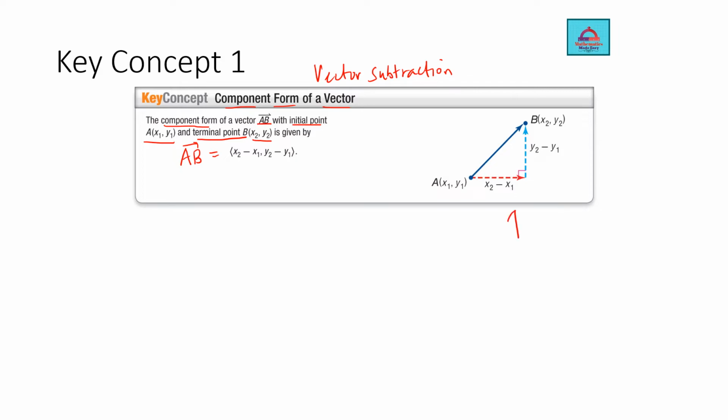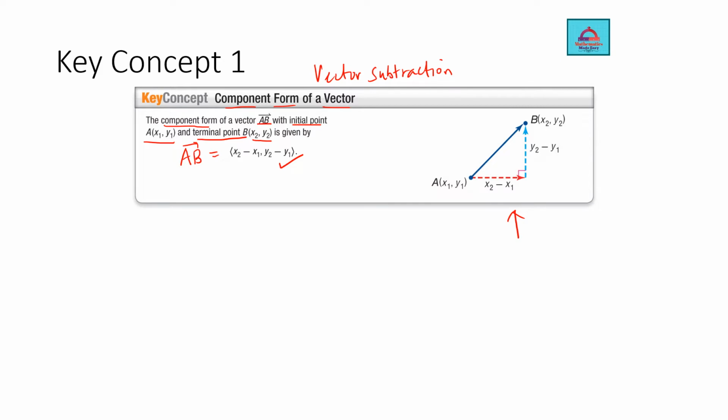You can also have a look at the graph. So if this is the initial point A, this is the final point B, then x2 minus x1 and y2 minus y1 are the x and y components. So accordingly, the component form of the vector AB would look like this, where you do vector subtraction.